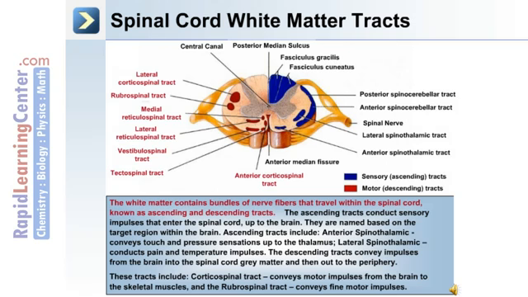The descending tracts convey impulses from the brain into the spinal cord gray matter, then out to the periphery. These tracts include the corticospinal tract, which conveys motor impulses from the brain to the skeletal muscles, and the rubrospinal tract. This conveys fine motor impulses.